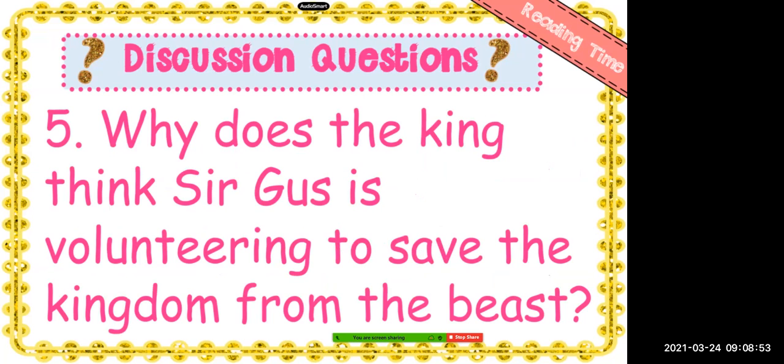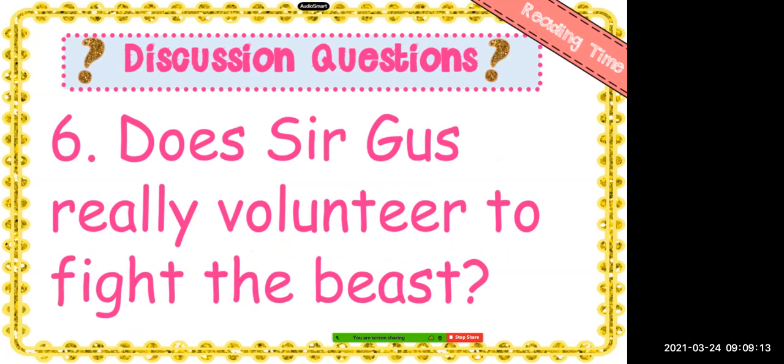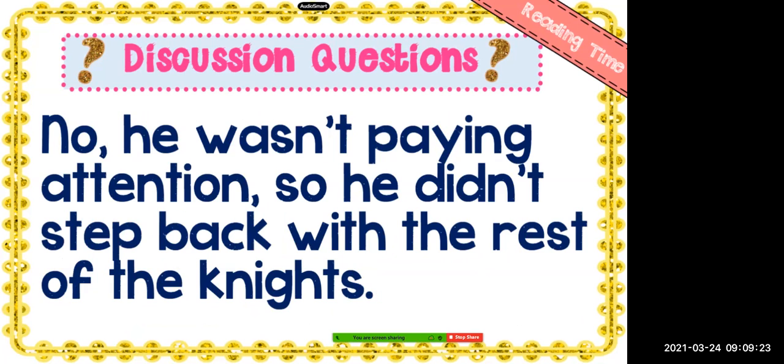Why does the king think Sir Gus is volunteering to save the kingdom from the beast? All the other knights took a step backwards, which left Sir Gus up in the front of the group. Does Sir Gus really volunteer to fight the beast? No, he wasn't paying attention, so he didn't step back with the rest of the knights.